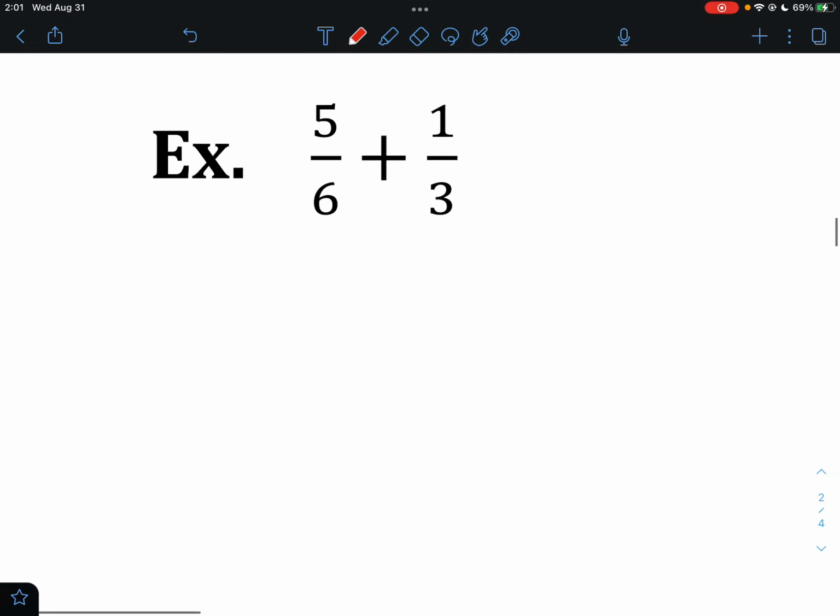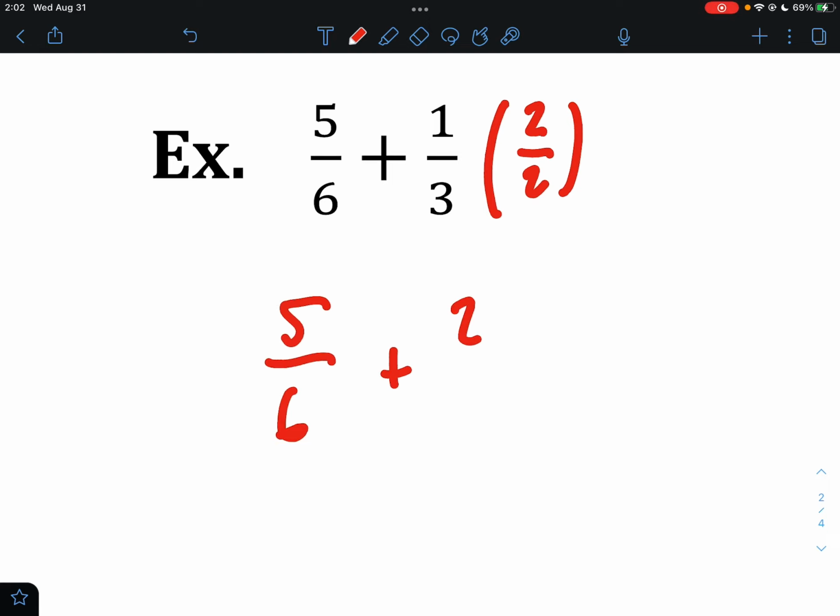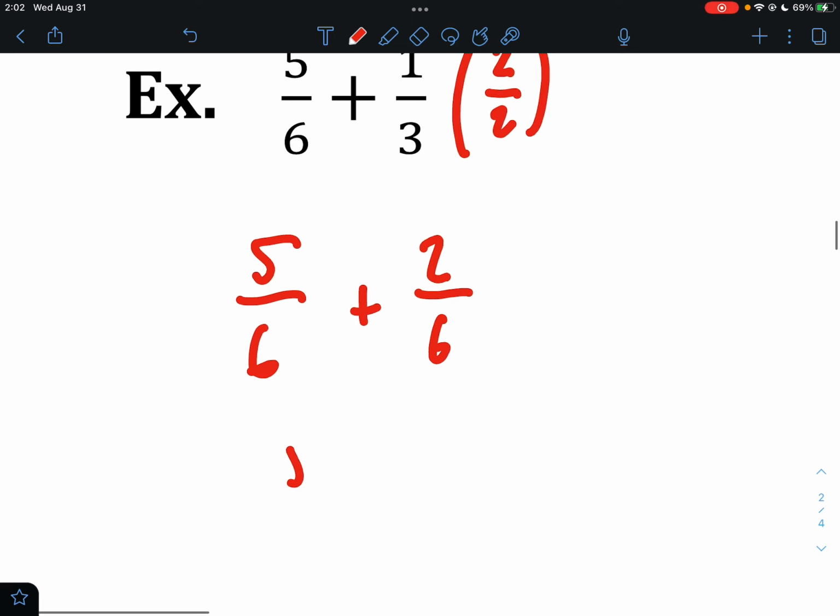This is a nice easy one because 3, if you multiply it by 2, we would get 6. So we could simply multiply the right fraction by 1, but not the actual number 1, by 2/2, because that'll get me 6 in the denominator. So now my expression is 5/6 plus 2/6. We don't have to do anything with that first one. That's it. And then we can combine them.